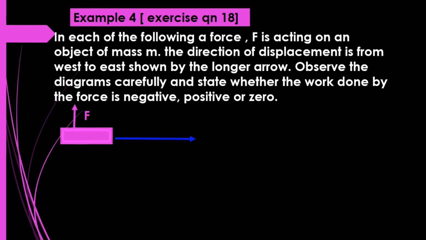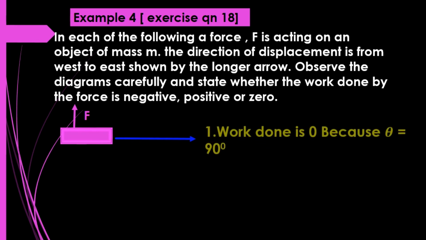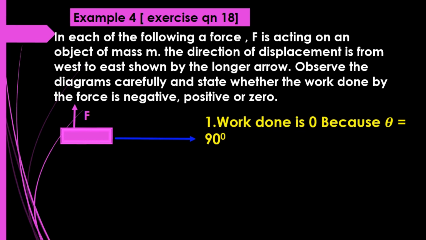In this case, you can see that the displacement and force are perpendicular to each other. That is, the angle between these two is 90 degree. What is the work done in this case? In this case, the work done is 0 because theta is 90 degree, or force and displacement are perpendicular to each other.